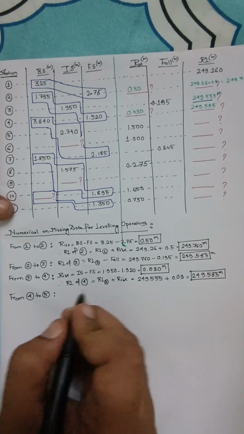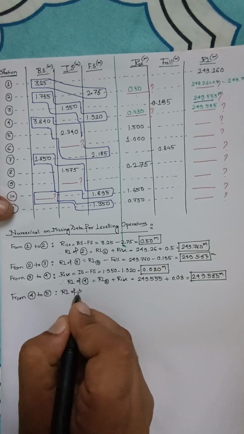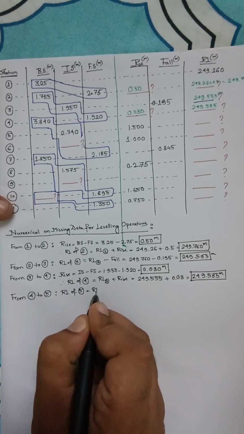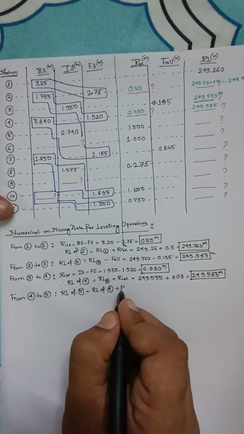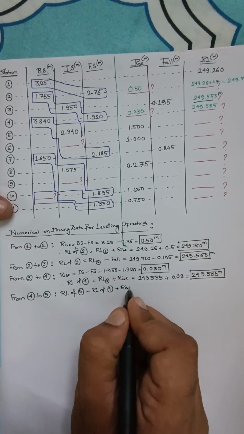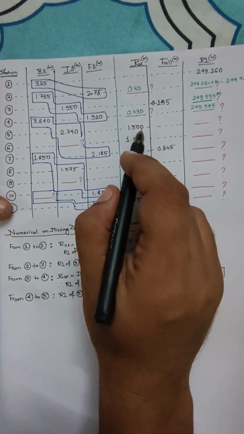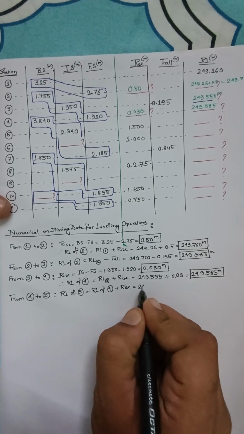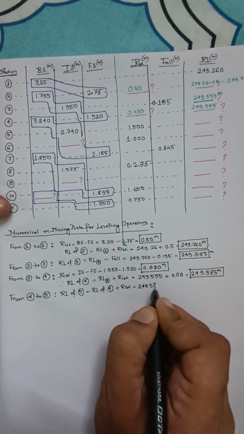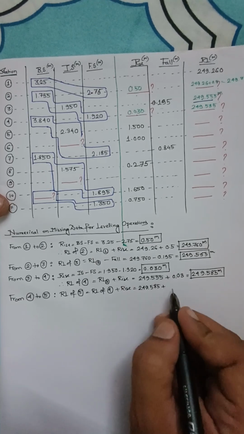We have the RL of 5 is equal to RL of 4 plus the rise again. We have a rise at this point, which is nothing but this. So what is the RL of 4? It's 249.585 plus we have 1.5.